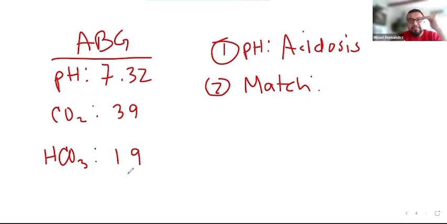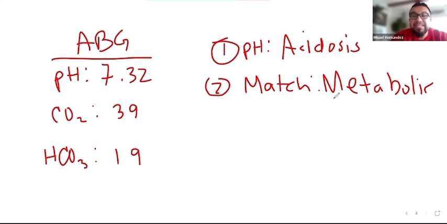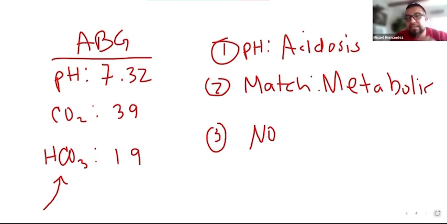There's too much acid. Because the HCO3 is what's causing the issue, we call this metabolic acidosis. The metabolism, the kidneys, are the ones responsible for this abnormality. And when it comes to compensation, there is no compensation because nothing's trying to fix it. I hope that makes sense. These ones are a little bit more tricky. We'll do one more example of the type that I want you guys to know.